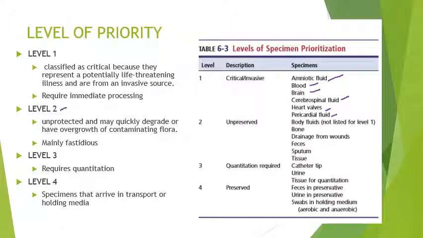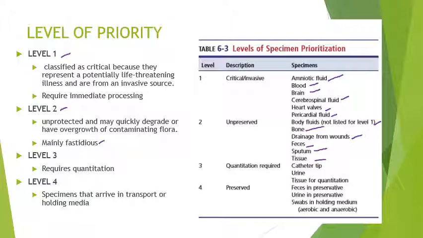Next would be level 2. Who are in level 2? These are unprotected and may quickly degrade or have overgrowth of contaminating flora, mainly the fastidious. So, unpreserved are the body fluids, for example peritoneal fluid. Pericardiac fluid is level 1. The body fluids not in number 1 are level 2 priority. The bone, drainage from wounds, unpreserved feces, sputum, and then tissue can be level 2.